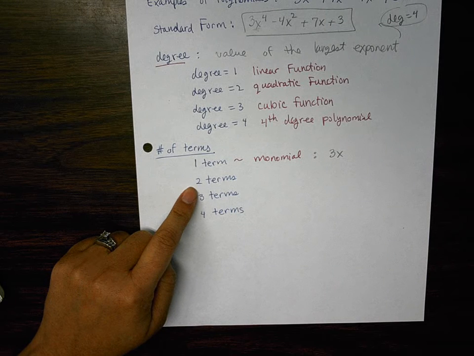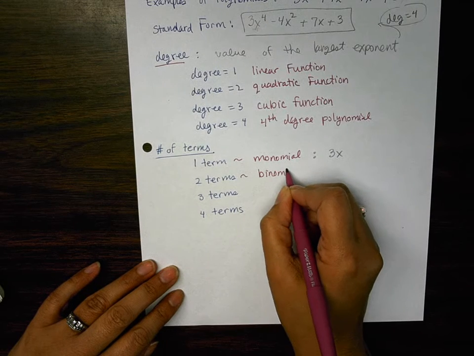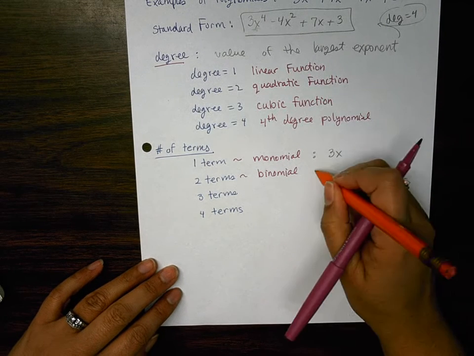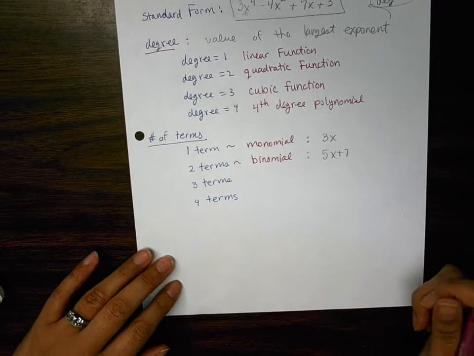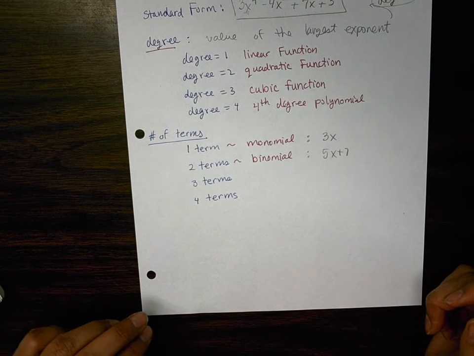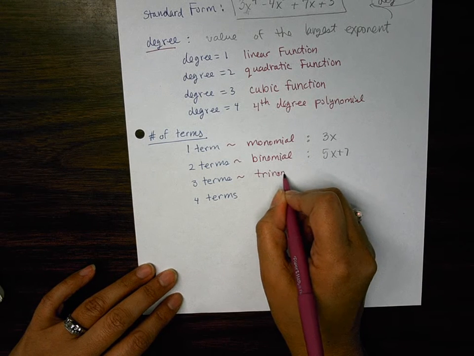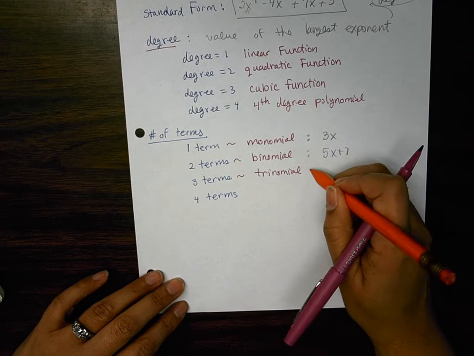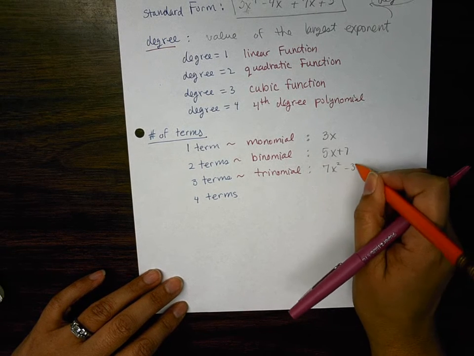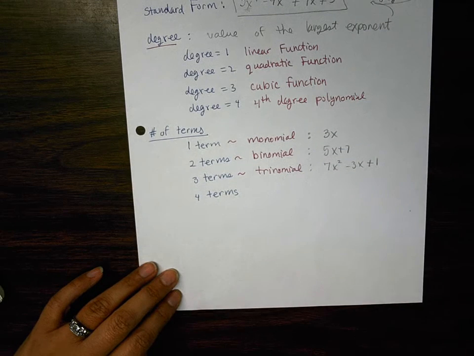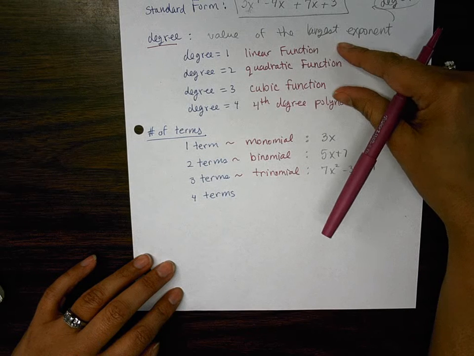Anybody know what it's called for a 2 term? Starts with the B. Binomial. And binomial would look something like this: 5x plus 7. Anyone know the 3? Trinomial. Good job. That would look something like, let's say, 7x squared minus 3x plus 1. That's a trinomial.